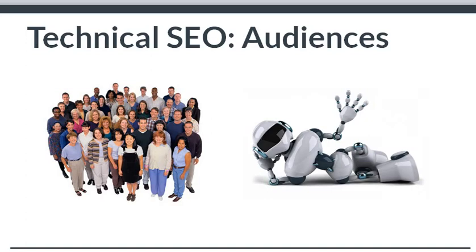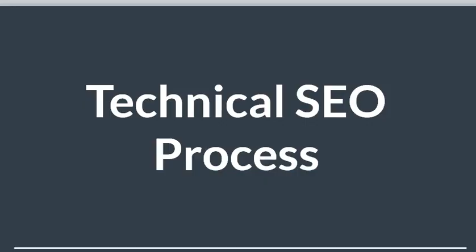In the past, the things that you had to do to support robot visitors differed from what you had to do to support human visitors. This has changed in the last few years, and now many of the technical aspects of SEO support robot and human visitors alike. We're going to talk about the technical SEO process so that you have a high-level understanding of how to think about the technical aspects of SEO, including how those technical areas overlap with other aspects of your web marketing efforts.